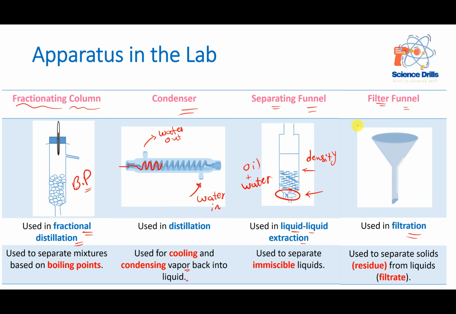Finally, the filter funnel. If you have a mixture of solid and liquid, and the solid is insoluble in water, we use a filter paper, so the liquid will pass through the funnel, which is called the filtrate, and the residue, which is the solid, will stay in the filter paper, and we use a filter funnel in this process.